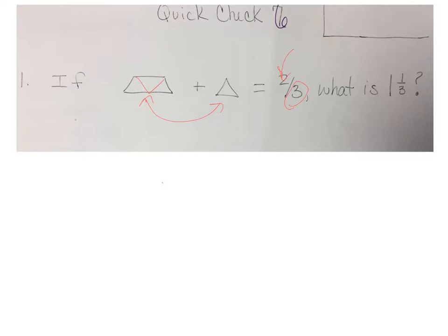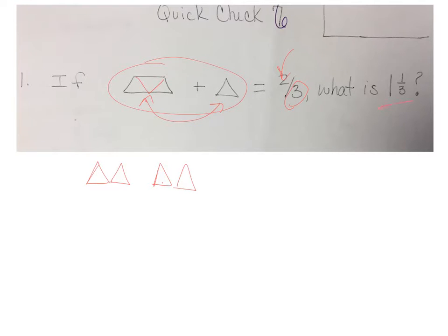4 triangles. So the only way to get 2 equal groups out of this picture is to think of one of the groups as 2 triangles and the other as 2 triangles. So those are 2 of the parts.